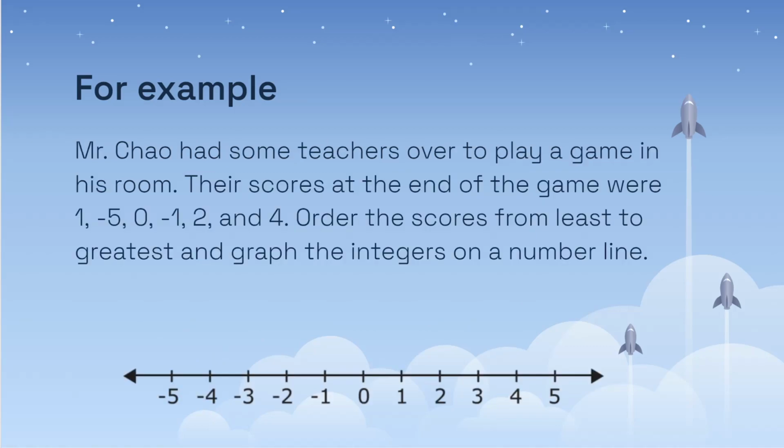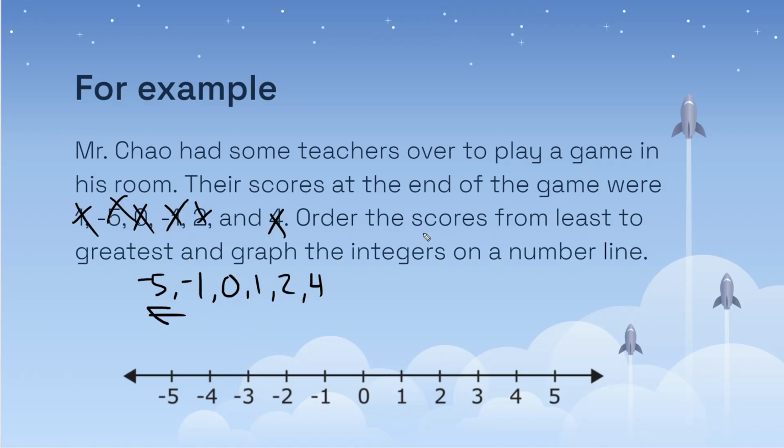Mr. Chow had some teachers over to his classroom to play a game in his room. Their scores at the end of the game were 1, negative 5, 0, negative 1, 2, and 4. Order the scores from least to greatest and graph the integers on a number line. Oh boy. So the least would be farthest in the negative direction. That would be -5, then -1, then 0. And then just making sure I got all the numbers: 1, 2, and 4. Great.